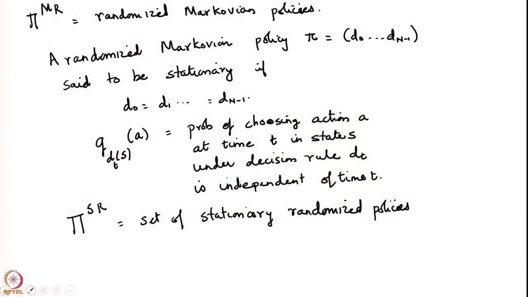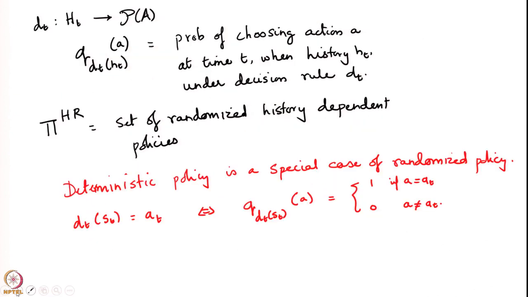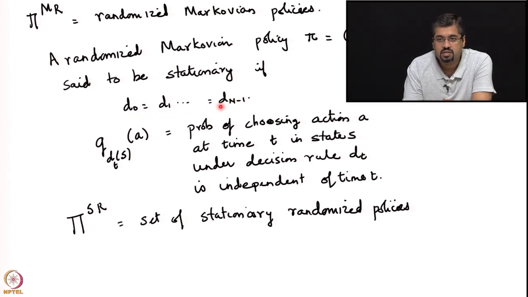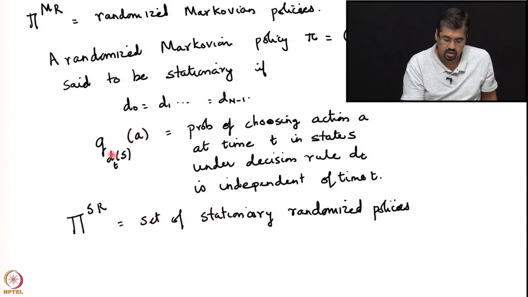Then similarly, we also had a stationary randomized policy. A stationary randomized policy is one in which we apply a randomized decision rule and one applies the same decision rule at each time. So, you had the same randomized decision rule at each time. This does not mean that you take the same action at each time, it just means that you take the actions with the same probability at each time for the same state. Once you fix a state and you tell me what the decision rule is, the probability distribution on the actions does not actually depend on time. So, this quantity here, q sub dt of s of a, is actually independent of time t.